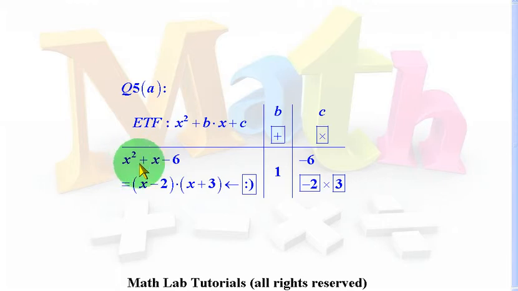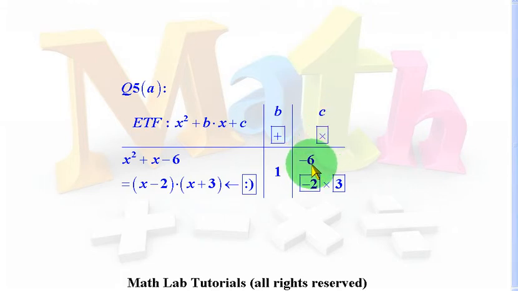Okay, here's the question at hand. It says factor x squared plus x minus 6. The coefficient of x squared is 1, so we identify that as an ETF problem. And the b and the c are 1 and minus 6. So there's b and c. You put 1 and minus 6 down here. And the idea is that we're looking for two numbers that add to give you b, and they multiply to give you c. So we're looking for two numbers that add to give you 1, and they multiply to give you negative 6. You do the c part first all the time.